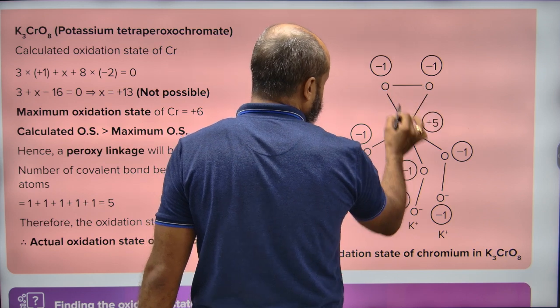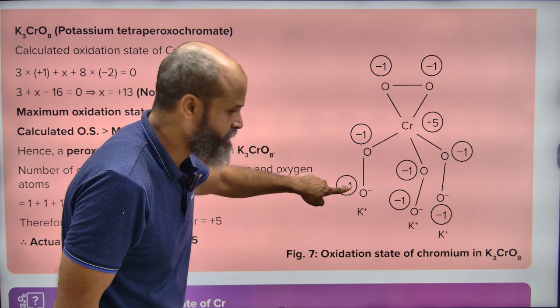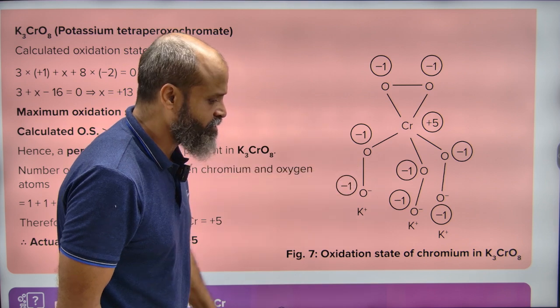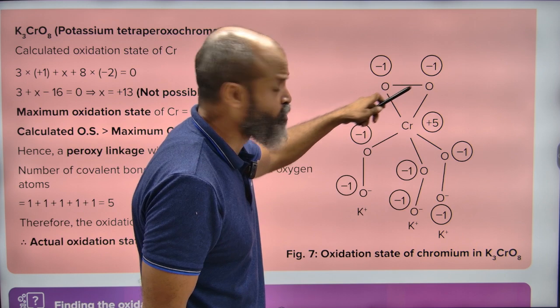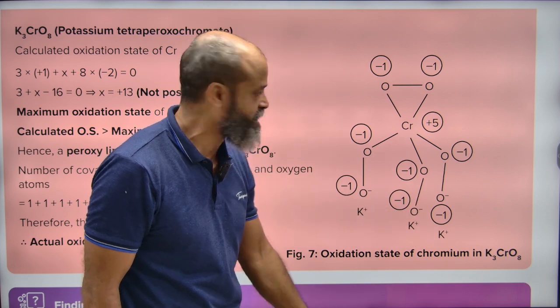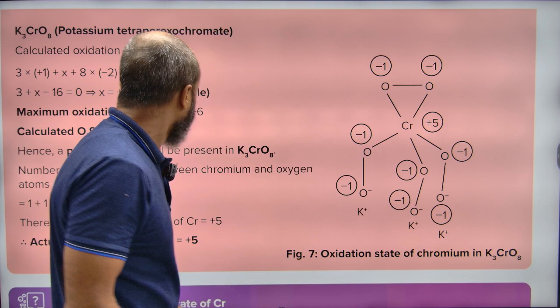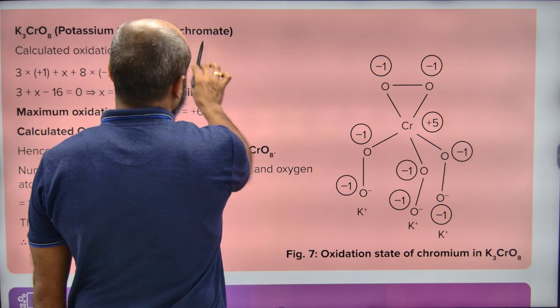Now in this, obviously this oxygen will have 1 oxygen here. This oxygen will have 1 oxygen here. This oxygen will have 1 oxygen here, and so on and so forth. This will be -1, this will be -1, and all these will be -1. Okay. So this is going to be the peroxy linkage of potassium tetraperoxochromate.